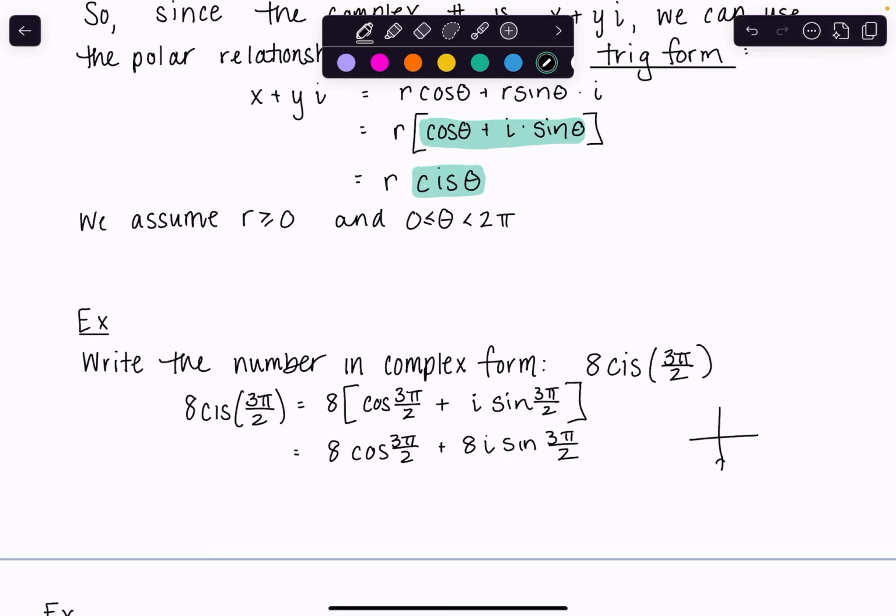And then if you think about where 3 pi over 2 is, it is that bottom part of the y-axis. So really, cosine of that is going to be 0, and then sine of that is -1. So this complex number really has no real part. It just has an imaginary part, which is -8i. So it really is going to be plotted just on that y-axis.